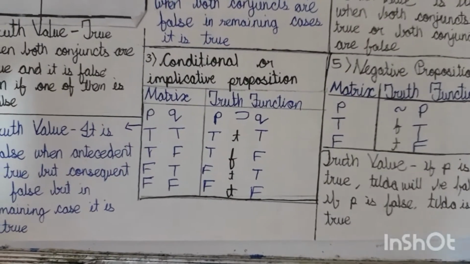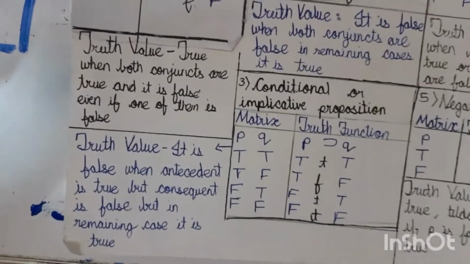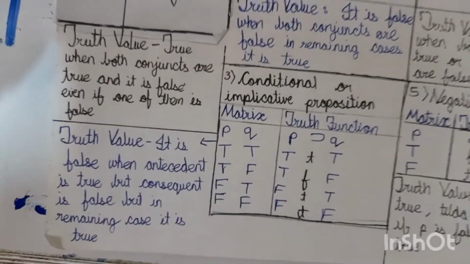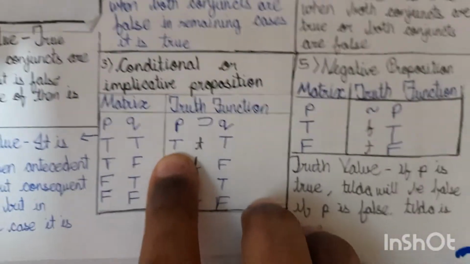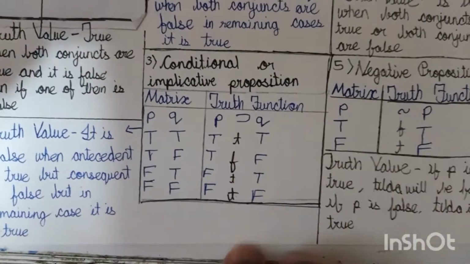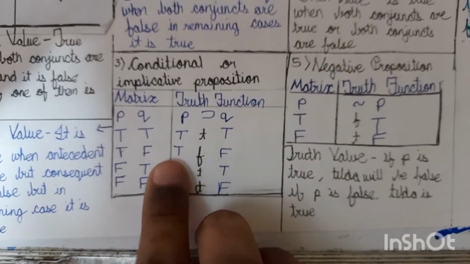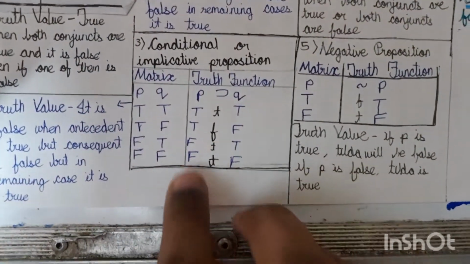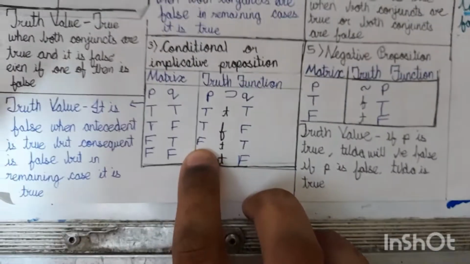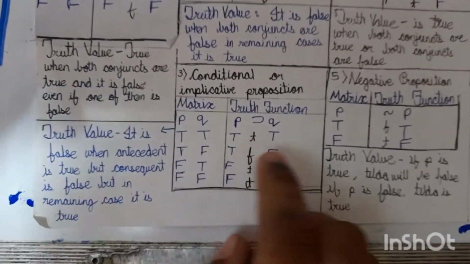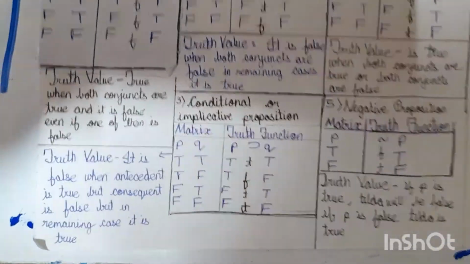Conditional or implicative proposition. It is false when antecedent is true but consequent is false. In remaining cases, it is true. So, antecedent is true. Consequent is also true. So, it will become true. Antecedent is true but consequent is false. Therefore, the value will come as false. Your antecedent is false but consequent is true. So, this case is not applying, right? Hence, in remaining cases, true.